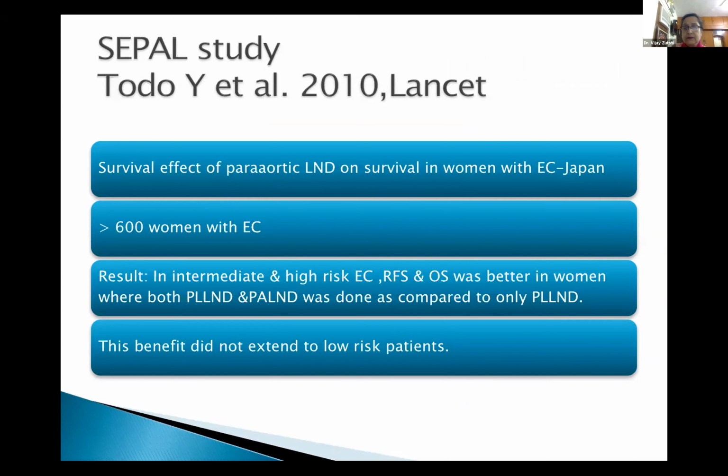Then there's this study which addressed the issue of whether you should do only pelvic or also para-aortic dissection. A lot of centers are doing only up to the inferior mesenteric artery, they are not going up to the renal vessels. So it does make a difference, like we have data available from the Mayo Clinic.